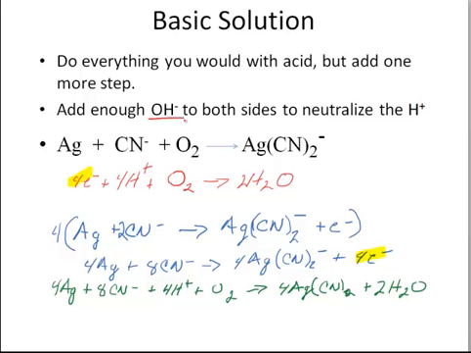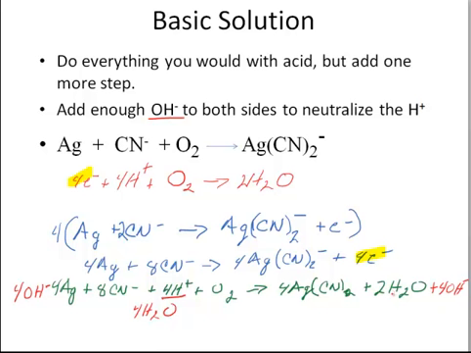Notice it says add enough OH to both sides to neutralize the H+. Well, I've got 4 H pluses, so how many OHs do I need? Well, I need to add 4 OHs, OH minus, to both sides. Okay? And then at this point, we have to think about what's going to happen here. If I get those 4 OHs and 4 H's, what am I going to make? I'm going to make 4 waters, correct?